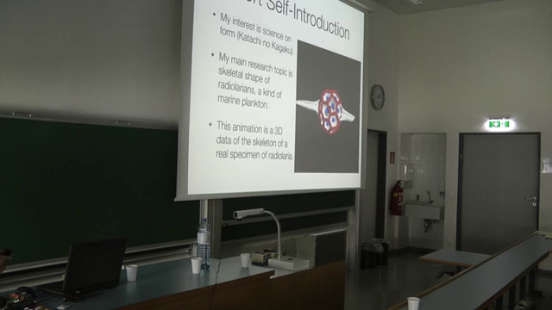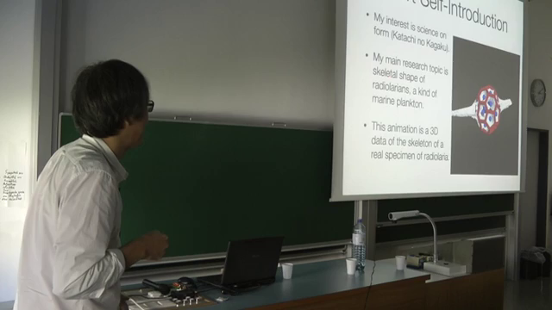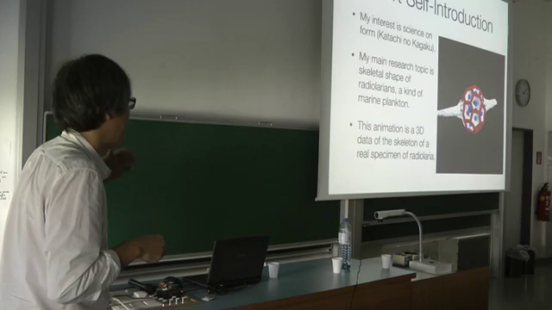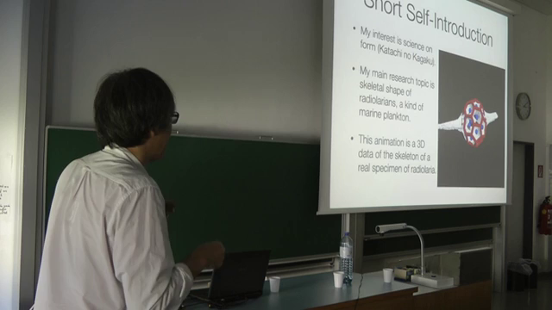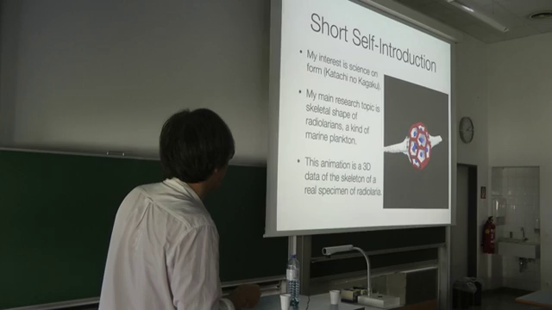My presentation is entitled Projection of a Circle Limit on Hyperboloid. Before my presentation, I want to introduce myself shortly. My interest is the science of shape. My main research topic is the skeletal shape of Radiolarian. Radiolarian is a kind of marine plankton. I took extensive 3D images of the Radiolarian and analyzed them from a viewpoint of geometry. This sample is one of the Radiolarians, called Pentaenium. It has a length of about 200 micrometers from tip to tip, very small scale.